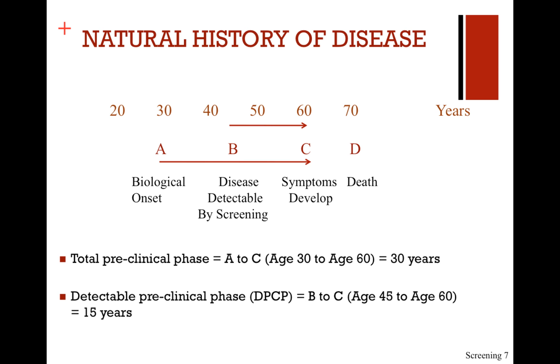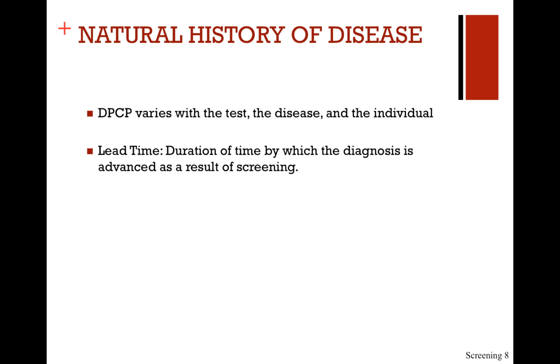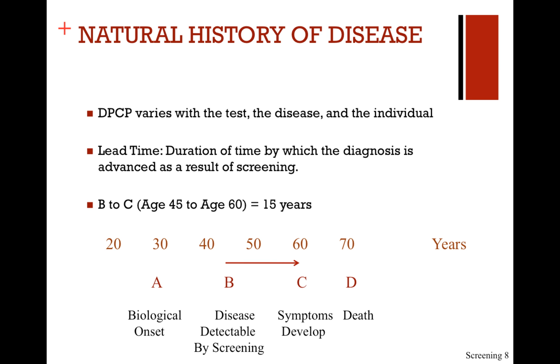So while there's a total preclinical phase of 30 years, the detectable preclinical phase is really only 15, and it's at that point at which screening could have an impact. And the detectable preclinical phase varies with the test, the disease, and the individual. And when we talk about screening, we talk about lead time. And lead time is the amount of time by which the diagnosis is advanced as a result of a screening test. So in this case, it would be that same time, that B to C, 15 years potentially.